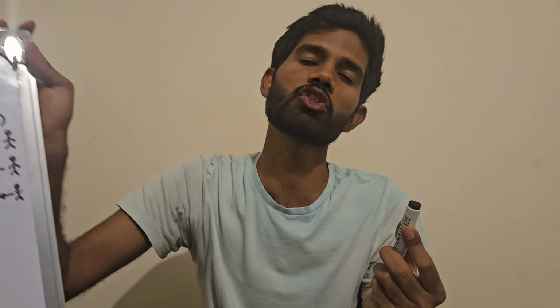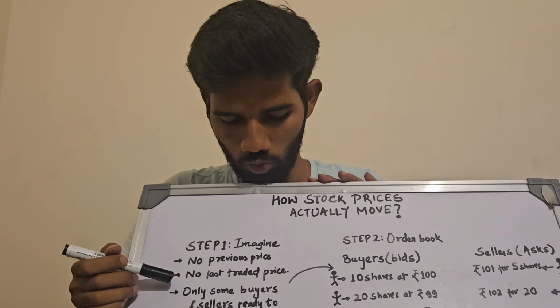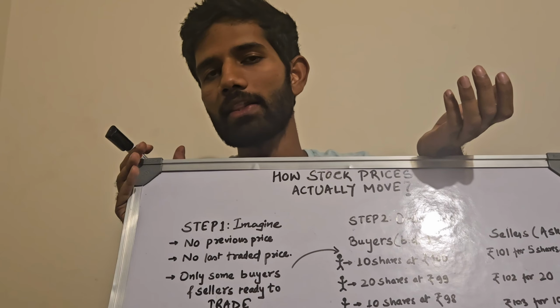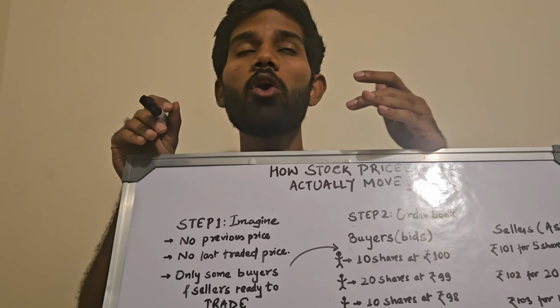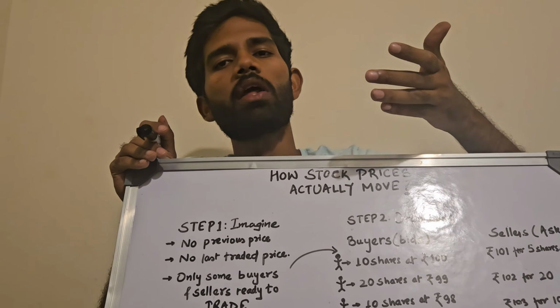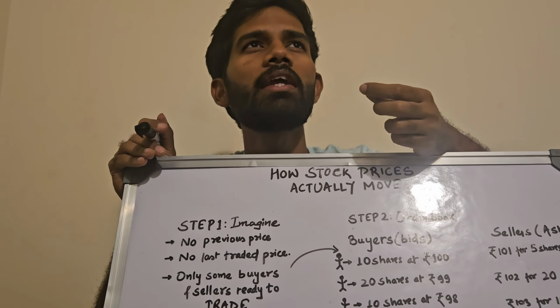So I have a board. Let's imagine a stock which is just a new stock and there's no price decided for it at all. There is no previous price, no last traded price. We just know that a few people are interested in buying that stock and a few people are interested in selling that stock. Now we will decide how that price comes and how that price moves. So step 2 would be creating the order book.